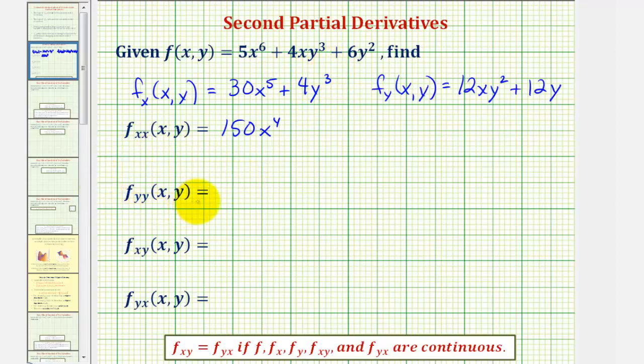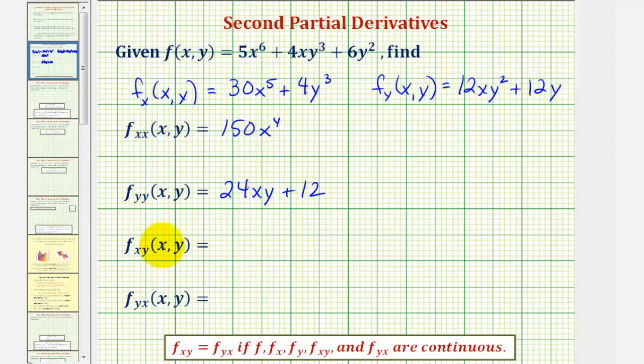Next, we have the second order partial derivative with respect to y. So we want to differentiate f with respect to y twice, treating x as a constant both times. Which means now we'll differentiate this partial derivative with respect to y again. So the derivative of 12xy to the 2nd with respect to y, we would multiply by 2 and subtract 1 from the exponent, giving us 24xy. And then the derivative of 12y with respect to y would be just 12.